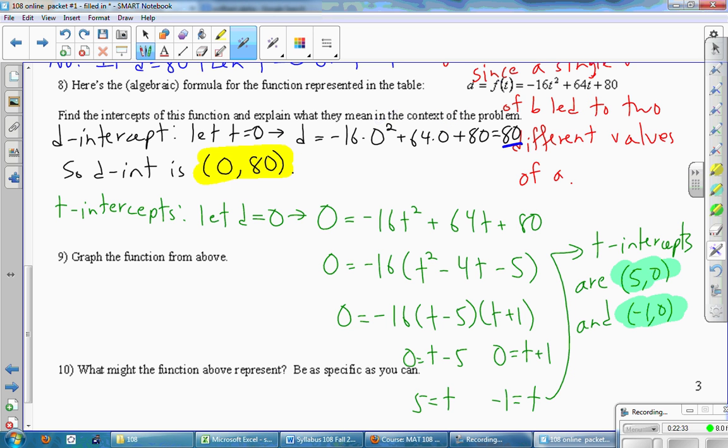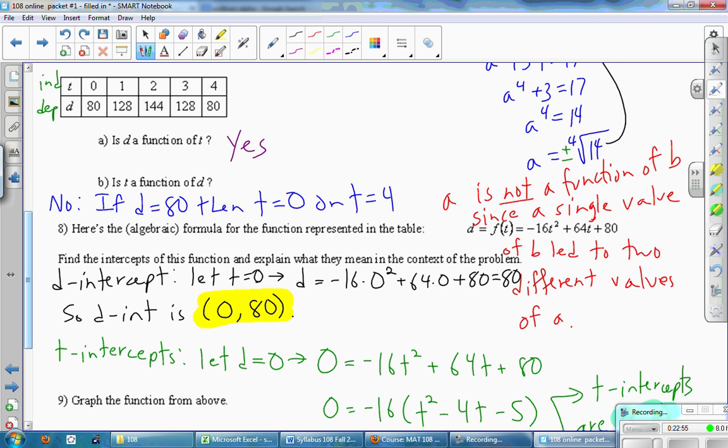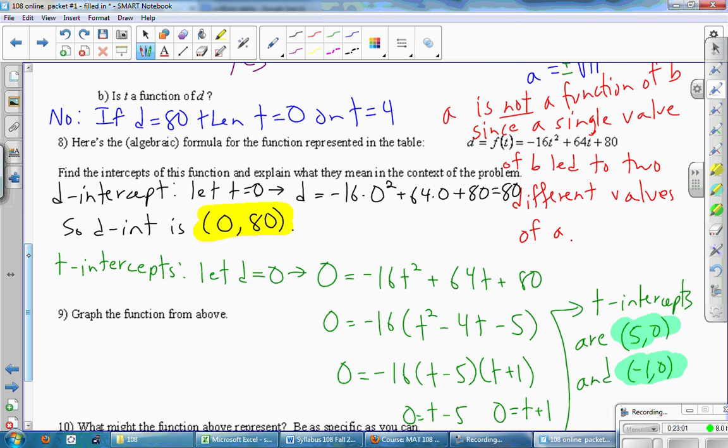So that means the d-intercept is at 80, but I generally like to talk about my intercepts having two coordinates. So I said the d-intercept is 0, 80. How come 0? Because that's what we plugged in. 0 for t, 80 for d. And why did I put them in that order? 0, 80 instead of 80, 0. Well, up here in green in the table there, it says that the independent variable is the top row, and the independent variable comes first. So t is very natural to put first, d is very natural to put second.